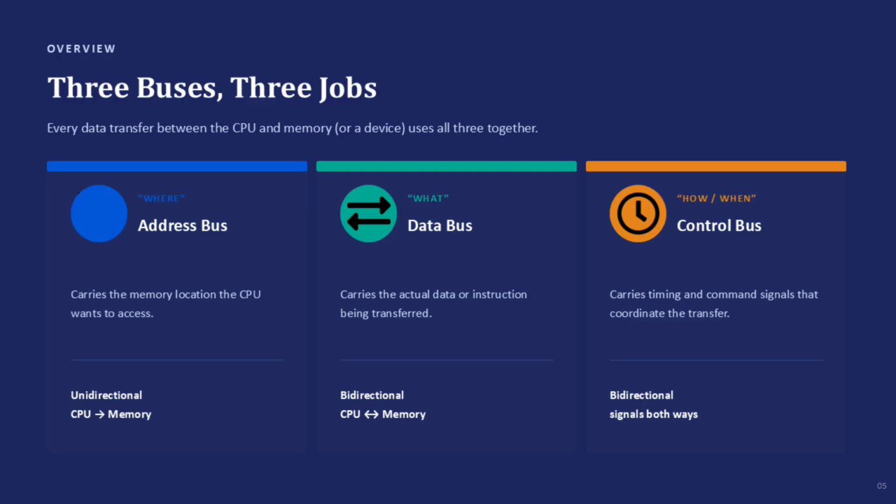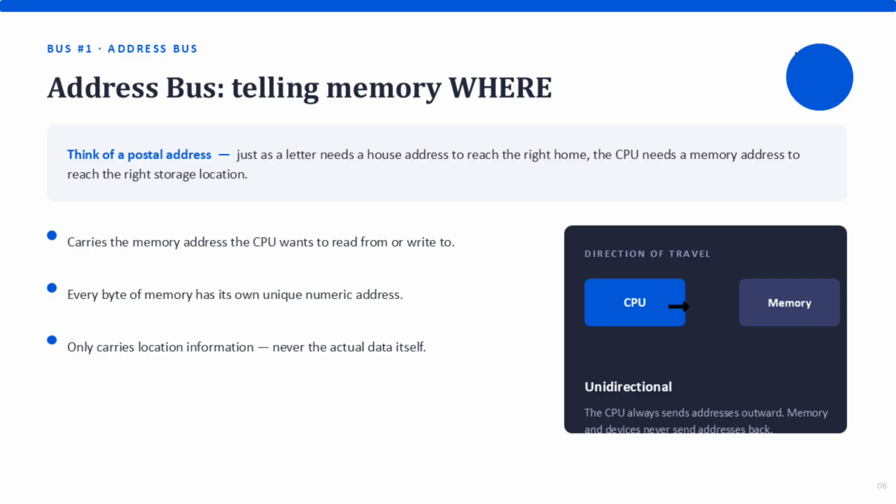Now let us study each bus individually, starting with the address bus. Let's begin with the first and perhaps the easiest bus to understand, the address bus. Imagine you want to send a birthday gift to your friend. Before the gift can be delivered, what is the first piece of information the courier needs? The address. Without the address, the courier has no idea where the package should go.